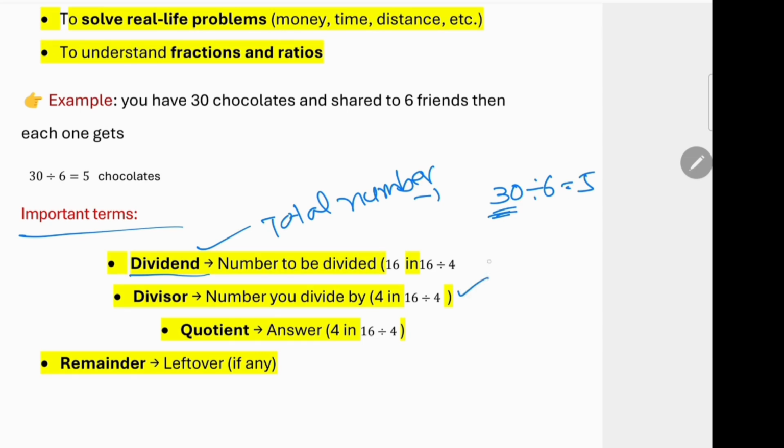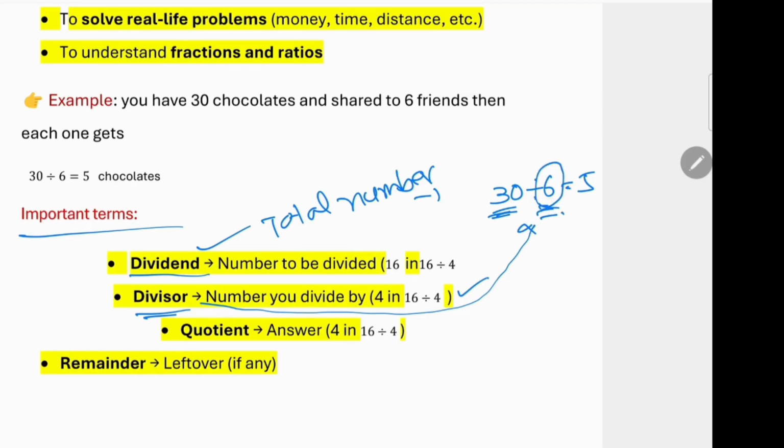Next, the second one, divisor. Divisor is also called the number we divide by. It means the number we divide with. For example, 30 divided by 6 is equal to 5. Here 6 is the divisor. It tells how many parts we have to make.